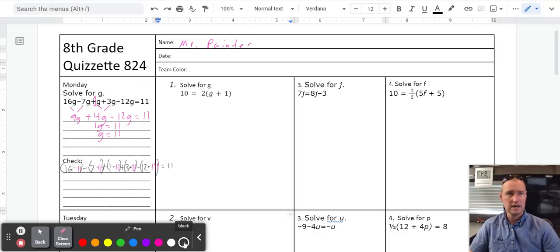So 16 times 11 is going to be 176. Subtract 7 times 11, which is 77. Plus 1 times 11 is 11, plus 3 times 11 is 33. Subtract 12 times 11 is 132, equals 11.